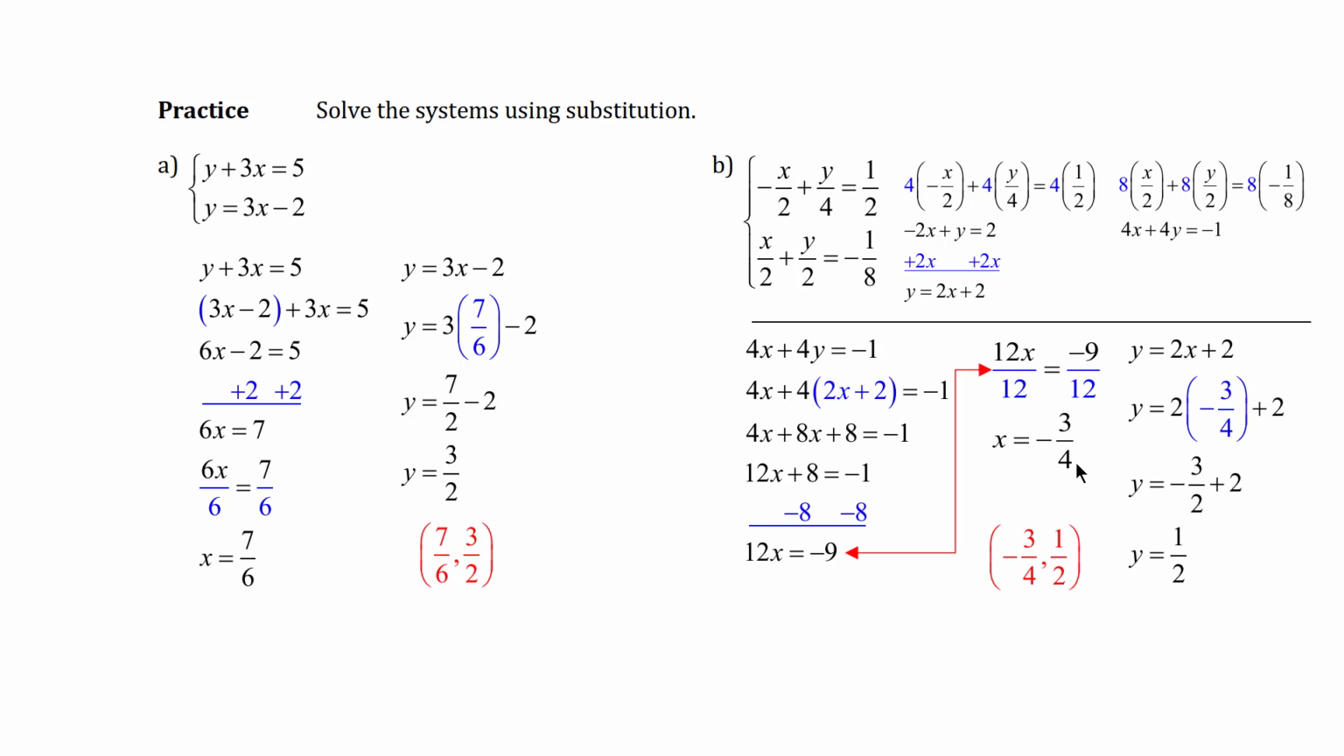Next, we take our value for x, negative 3 over 4, and we substitute it into the first equation, y equals 2x plus 2. We get y equals 2 times negative 3 over 4 plus 2. Simplifying this, we get y equals negative 3 over 2 plus 2. Simplifying further, we get that y is equal to 1/2. For our final answer, we write it as an ordered pair. I have parentheses, -3/4, comma 1/2, close parentheses.